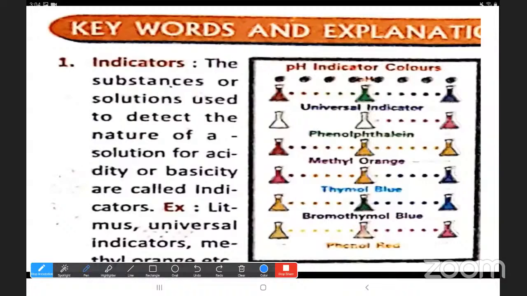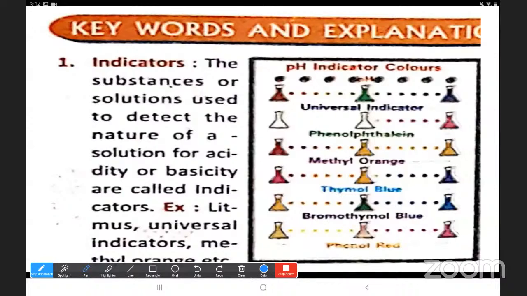Generally we hear this word indicator while driving. When we are driving a bike or any vehicle, if you want to turn right or left, we use indicators. That indicator is to indicate to the people behind us that we are going to the right side or to the left side. So there we use indicators.